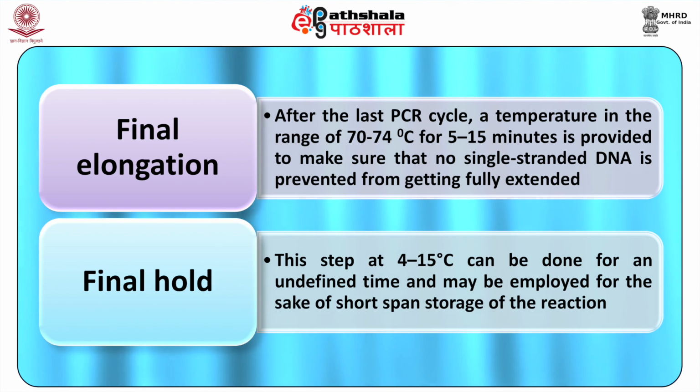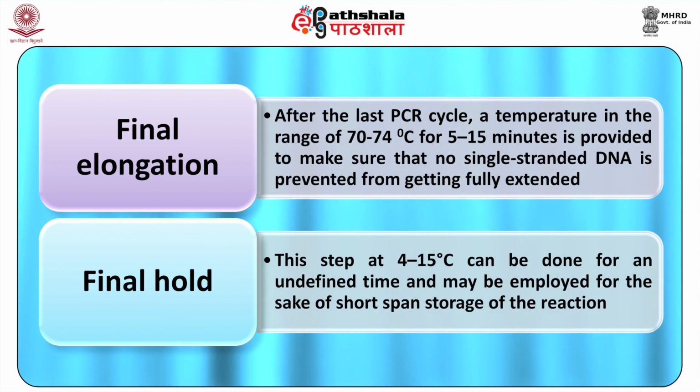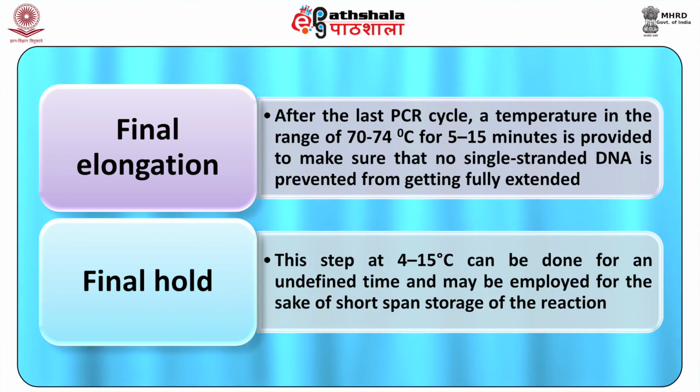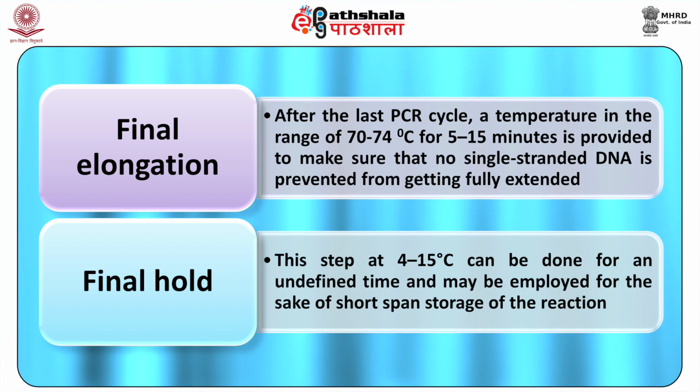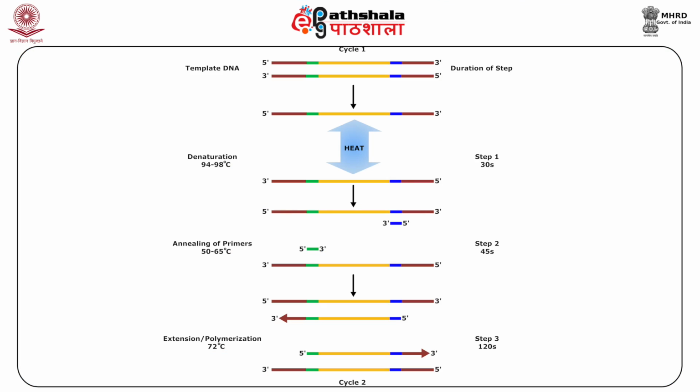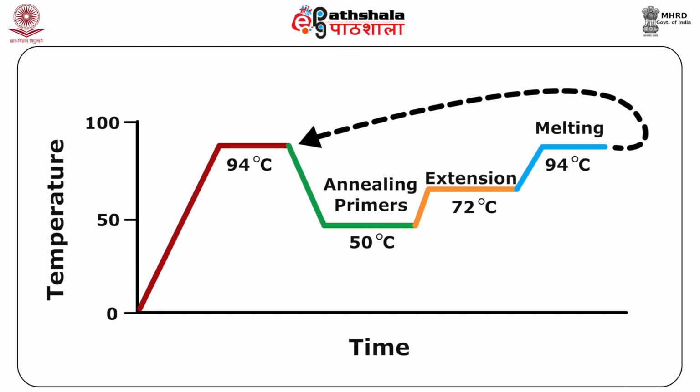The final hold: this step at 4 to 15 degrees Celsius can be done for an undefined time and may be employed for short term storage of the reaction. A diagrammatic representation of one cycle of PCR has been explained. Following each cycle, the amount of DNA is doubled under ideal conditions. The components and their regulatory temperatures of a characteristic PCR cycle are also explained.